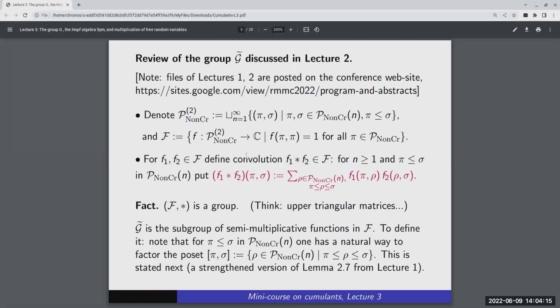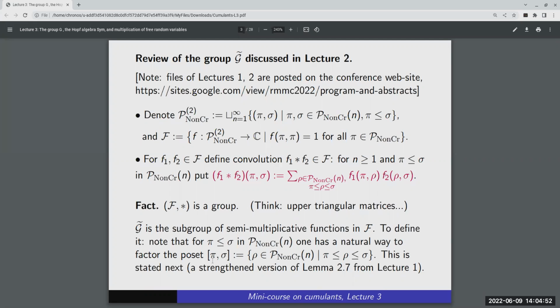Then you convolve these functions as if it were matrix multiplication. This is actually a repeat of the Tuesday lecture, where I said you can view these functions as upper triangular matrices with ones on the diagonal, which is why they form a group. F is a group, and G-Twiddle will be a certain subgroup of F. Let me remind you with a bit more detail than on Tuesday how that is found.